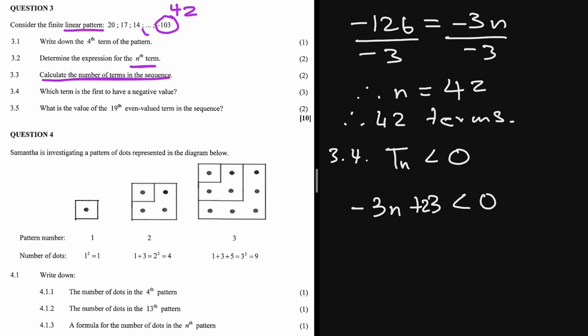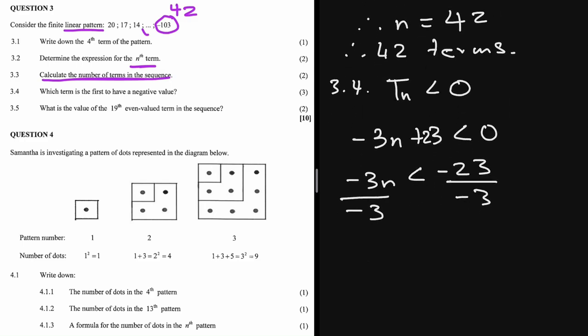Now we're going to solve for the value of n, and therefore all the values of n, depending on what the inequality is, may be greater than or less than. That means all those values will be negative moving on like that. So now let's solve for n. We're going to have negative 3n here. When we move the 23 to the other side, this will be negative 23. So we're going to divide both sides by negative 3.